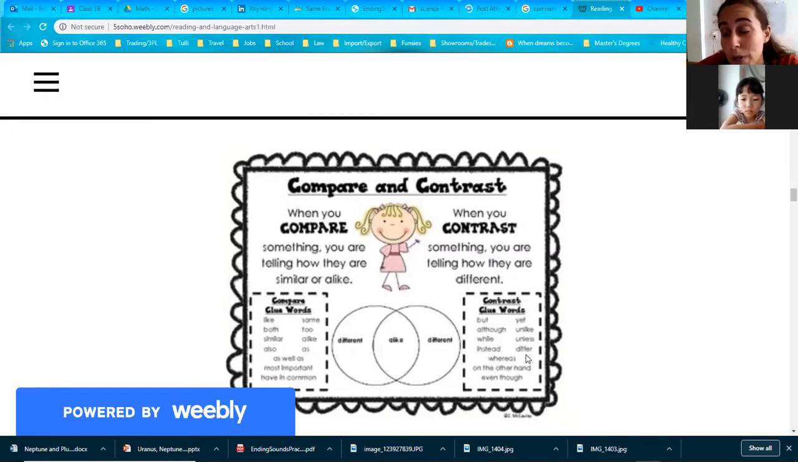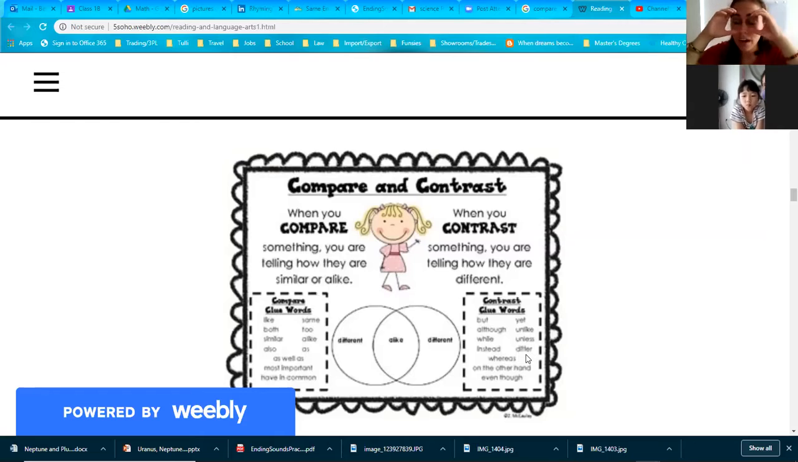So let's do an example. Let's talk about Bonnie and Yuju. Okay, Yuju. So let's talk about you and Bonnie. Can you tell me one thing that is the same about you and Bonnie? Girl. You guys are both girls. So Yuju, you told me one thing that is the same between you and Bonnie.